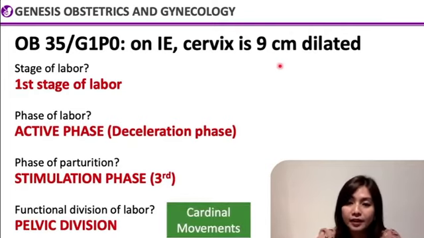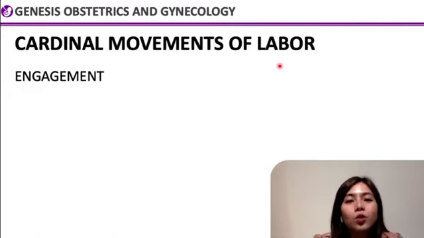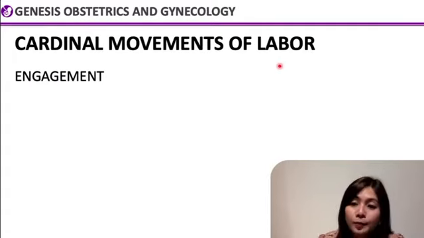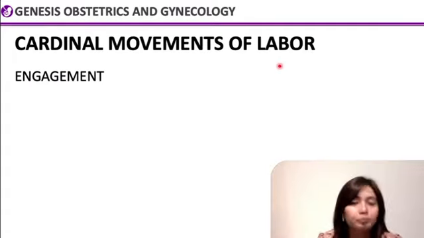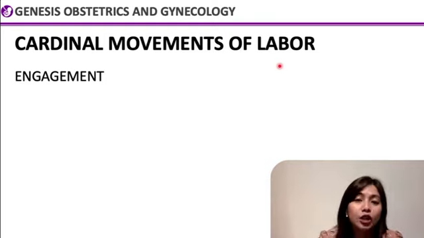So again, as I mentioned, the pelvic division is where the cardinal movements of labor take place. So what are your cardinal movements of labor? The first cardinal movement of labor is engagement. What does engagement mean? Engagement means that your biparietal diameter is already past the pelvic inlet.